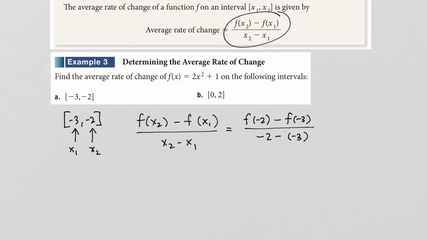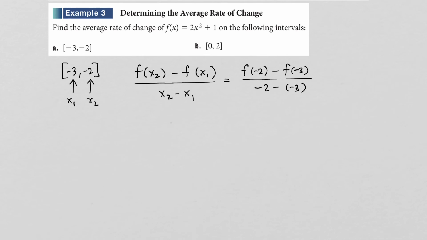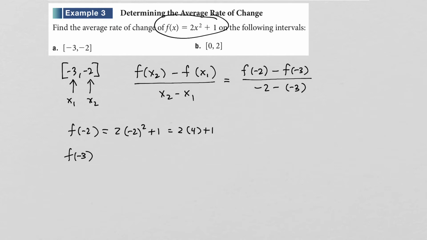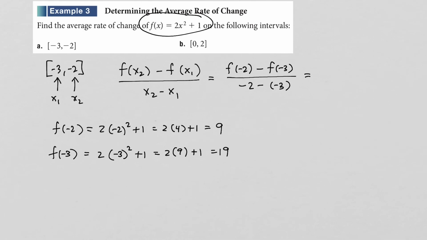So now what we need to do is compute the values of f of -2 and f of -3, and we do this by using the function itself. So f of -2 is 2 times -2 squared plus 1. This is 2 times 4 plus 1, and this is equal to 9. And f of -3 is 2 times -3 squared plus 1, which is 2 times 9 plus 1, which is 19.